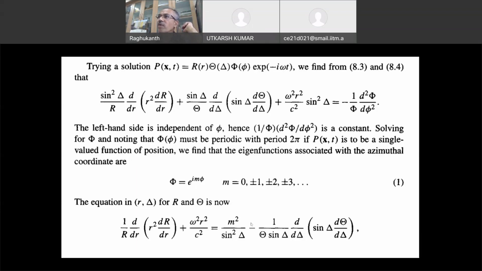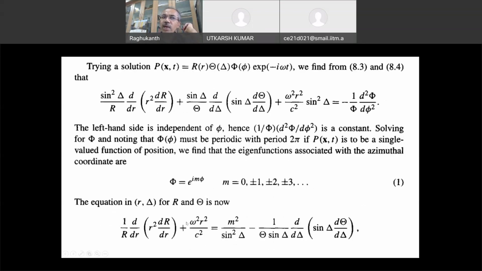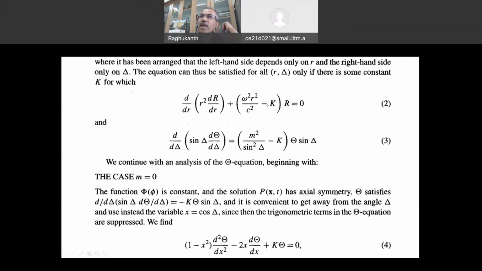Now we have two equations. The left-hand side is r, the right-hand side is delta. So this also should be equal to a constant, and you can solve these equations. This is how we get two separate equations, one for r and the other for delta. The reason is that we have terms which vary with r and terms which vary with delta, so the only way they can be equal is if they are equal to a constant. That constant we write as a capital K. So these two equations we get here.